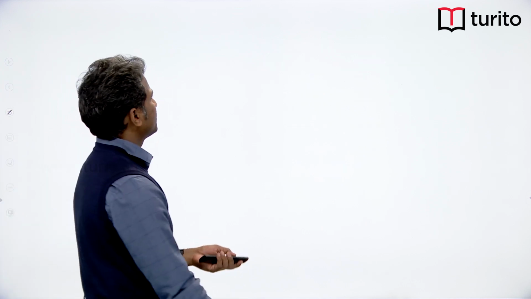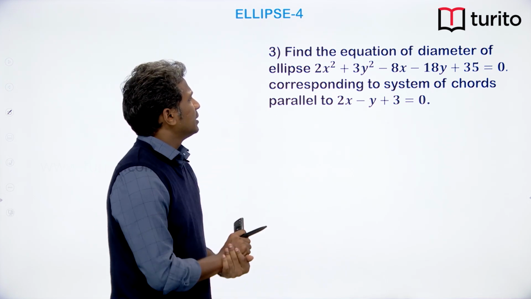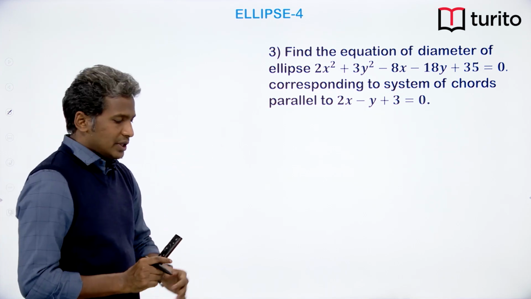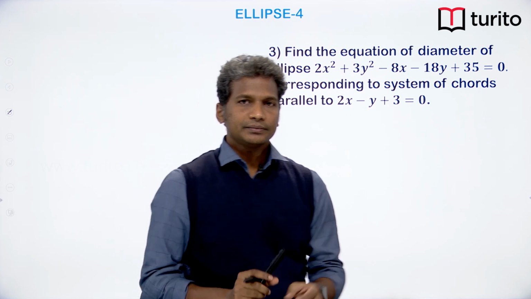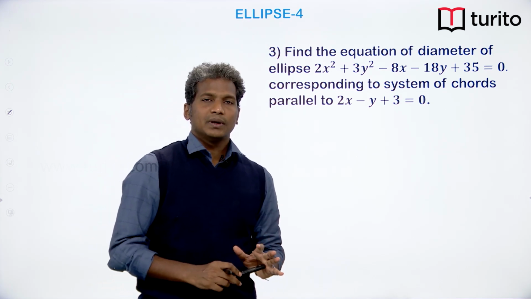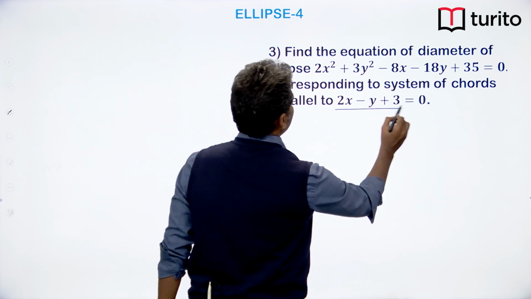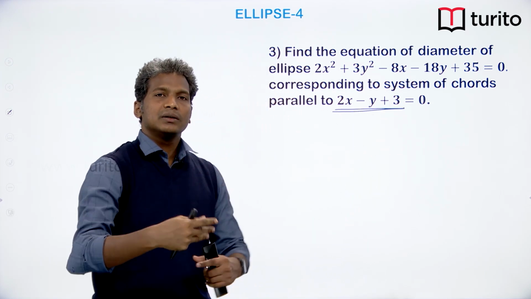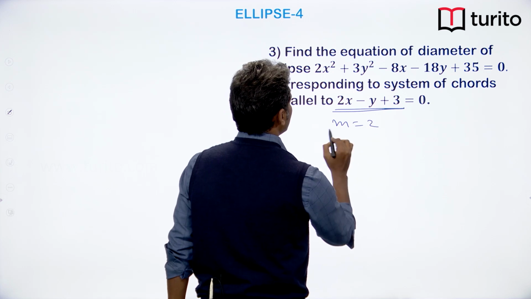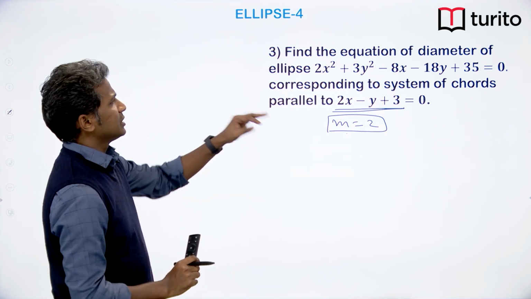Next problem. Here we need to find the equation of the diameter corresponding to the system of chords parallel to this line. There are two styles of solving it. One is to assume that this is a second degree curve and apply the definition of diameter directly. We use this line as a reference line, which is parallel to the system of chords. From here we get the slope as 2 units.